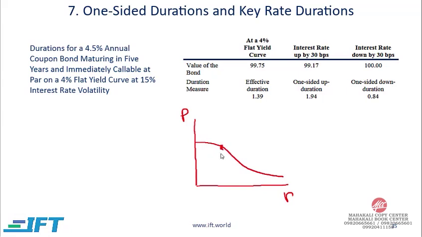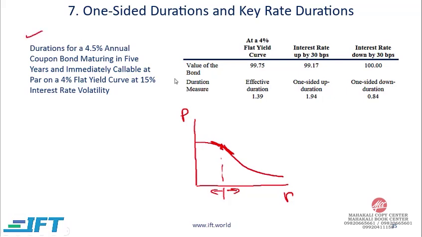Now notice that relative to this point, the slope on the right is very different from the slope on the left. So it might be useful to come up with the one-sided duration for the right, where interest rates are shocked upwards, and the one-sided duration on the left, where interest rates are shocked downwards. When we say shock interest rates, we mean change the interest rates.